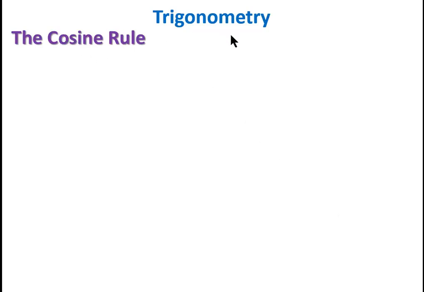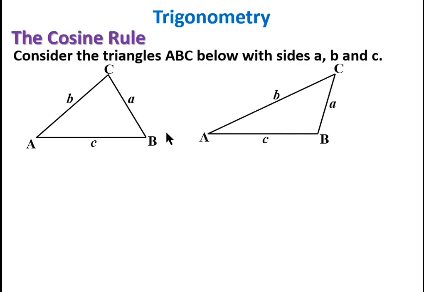Welcome to this tutorial, which is about trigonometry, and we are going to take a look at the cosine rule. The cosine rule is a popular rule for solving problems on triangles. So we look at what the rule is all about. Consider the triangle ABC below with sides A, B, and C.